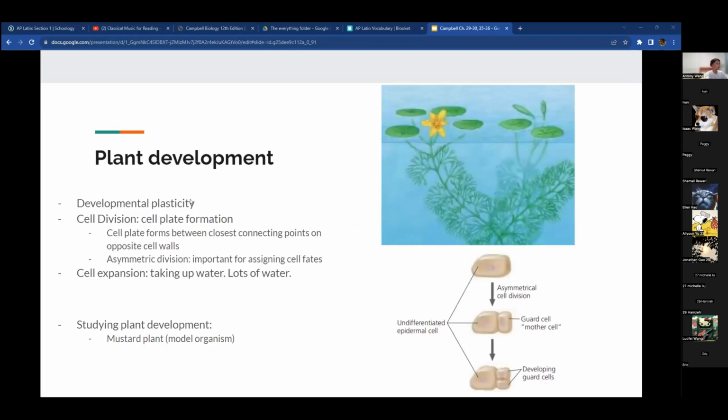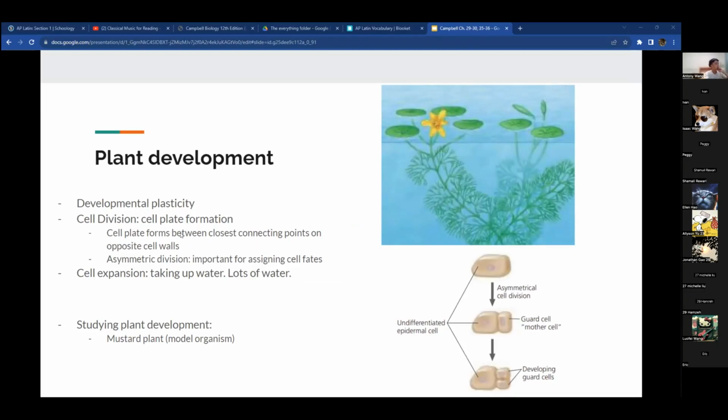Plant developmental plasticity. This is a concept that plants can develop into different structures depending on their environment. As you can see here, this one plant, depending on whether it's above or below the water, can create radically different structures. Below the water, it has a branching structure. Above the water, it forms flowers and lily pads.